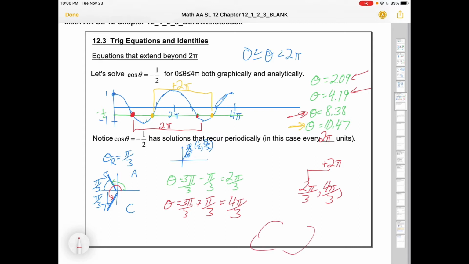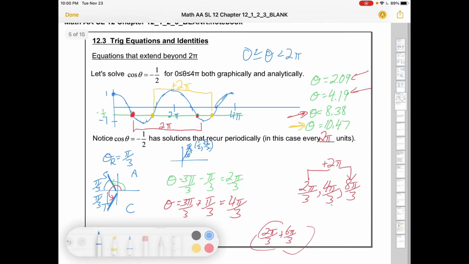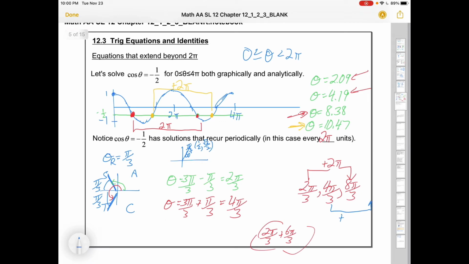If I took 2 pi over 3 and I added on a cycle, which would be 2 pi, or 6 pi over 3, I'd be at 8 pi over 3, which I bet you dollars to donuts is 8.38. Okay, that's going to get us here. And if I took this one and added on 2 pi, let's think about that. That would be 4 pi over 3 plus 2 pi. So just one cycle later.